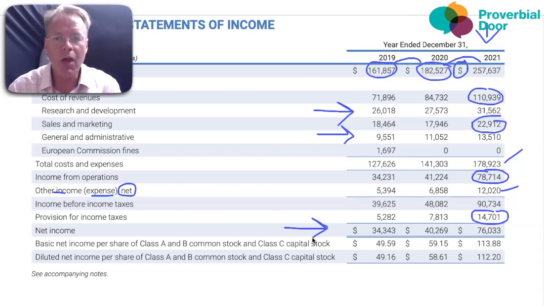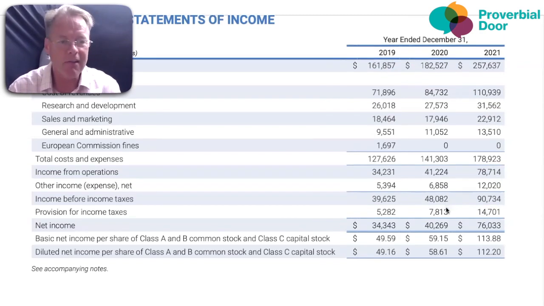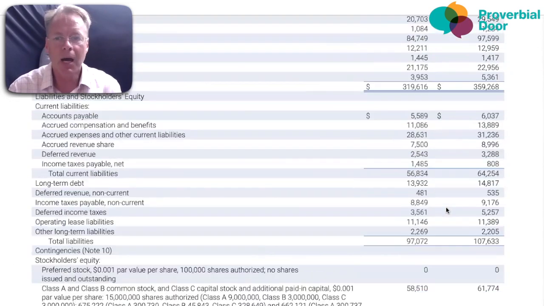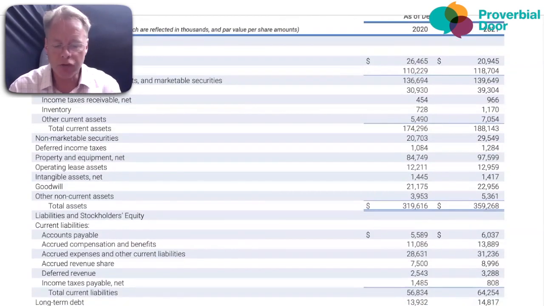So there we have the income statement, our summary, our conclusion. Very, very profitable company and growing rapidly, continuing to grow rapidly. Big company, still growing. Here's the balance sheet.